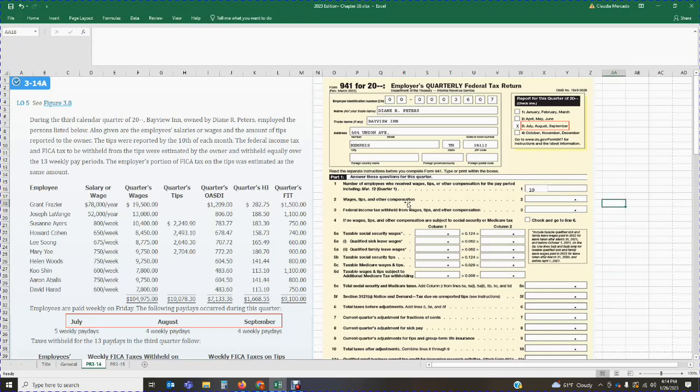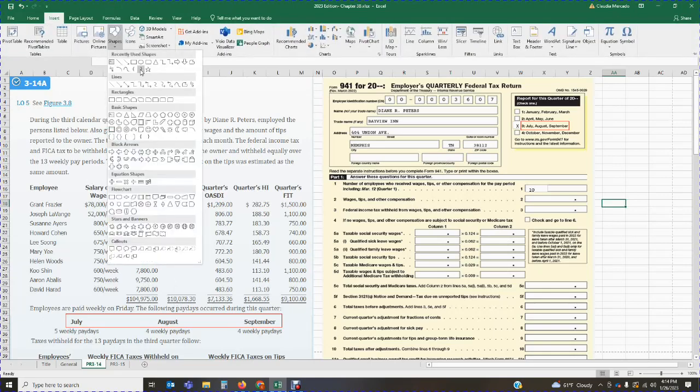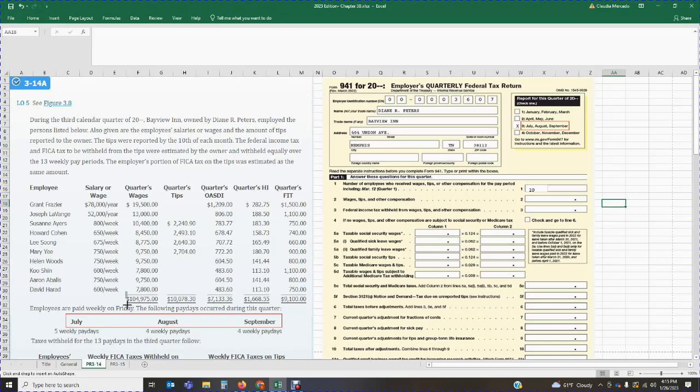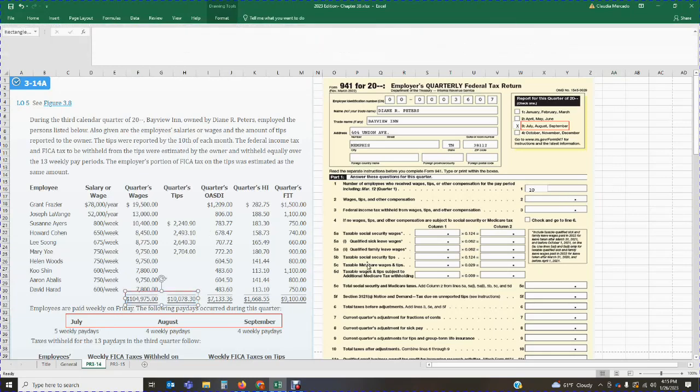Wages, tips, and other compensation is line number 2. So we've got the wages and we've got the tips. What are we going to do? We're going to go ahead and add them. We're going to add these two amounts down here, the total for my wages and the total for my tips.